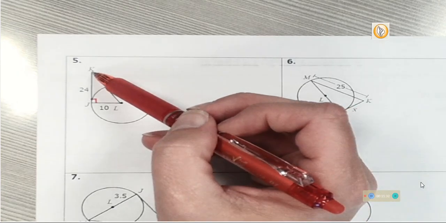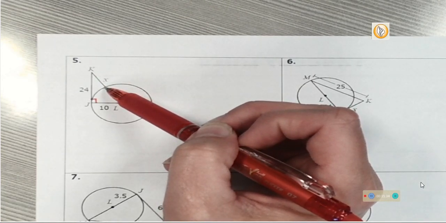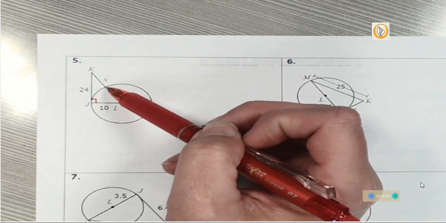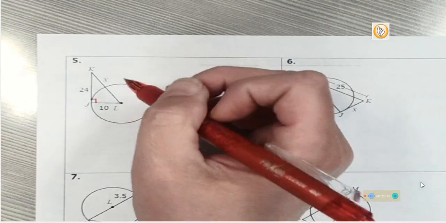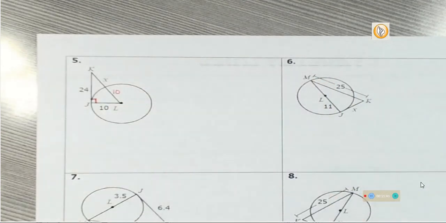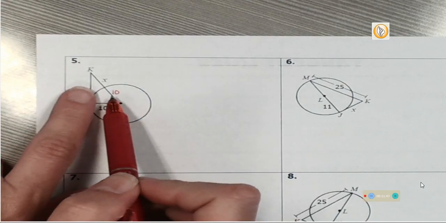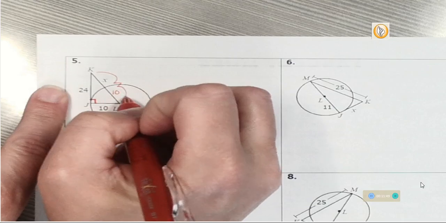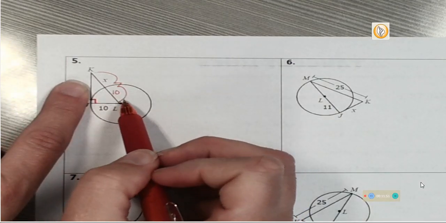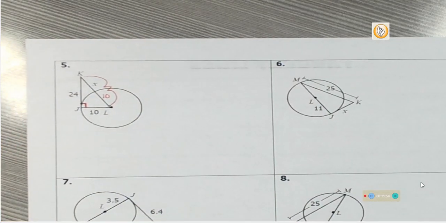X is from K to the edge of the circle here. What is the rest of the way to L? The radius, so that would be 10. Now, what is my hypotenuse? That's across from here. That would be this side right here, which is technically x plus 10, okay?